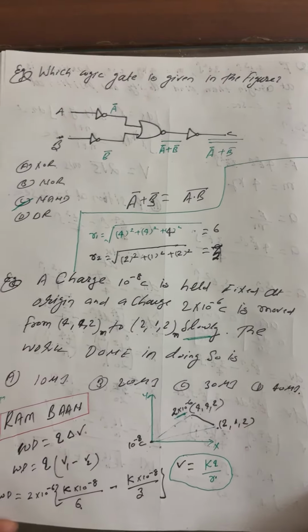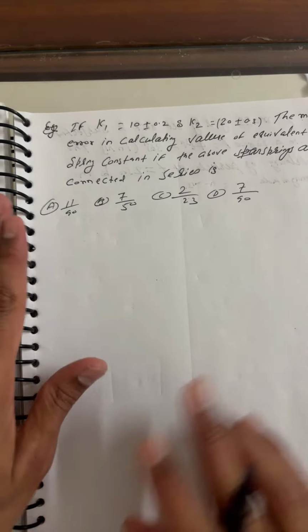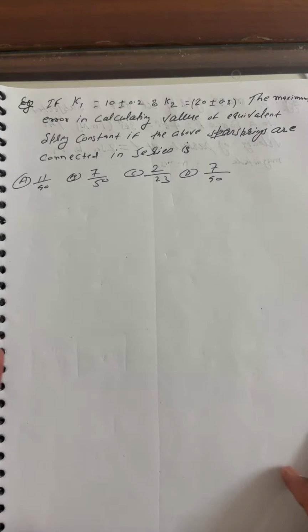Now, students, have a look. Next question. I recently finished this question in the classroom in NLM. Have a look, students, everyone. If K1 is equal to 10 plus minus 0.2 and K2 is 20 plus minus 0.3, what is the maximum error while calculating the value of the equivalent spring if the above springs are connected in series? They have mentioned four options.